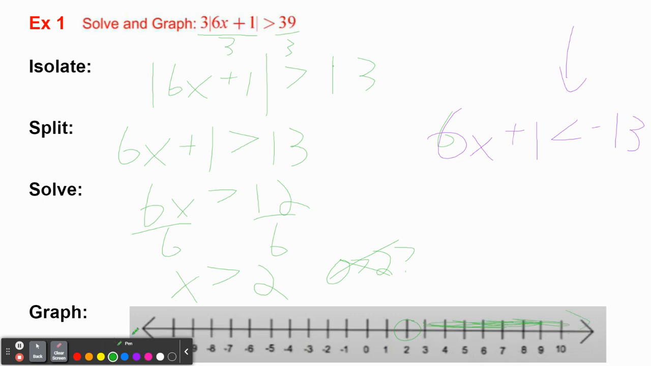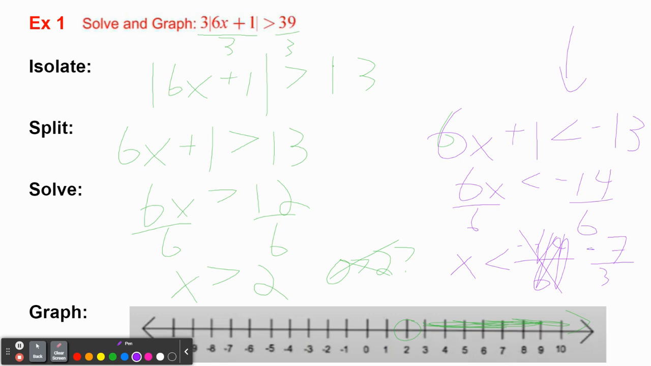All right, let's jump to our negative 1 here. Subtract 1 from both sides. We're left with 6x is less than negative 14. Divide both sides by 6. We're left with a fraction here, negative 14 sixths. Probably would be good to simplify that. They are both even numbers. So I'm thinking we'll make that negative 7/3. Yeah, that's a little bit better. Negative 7/3. Now, how do we plot that on the graph?